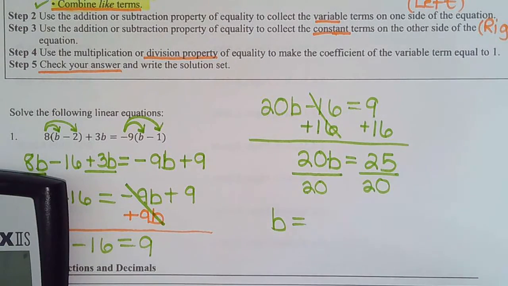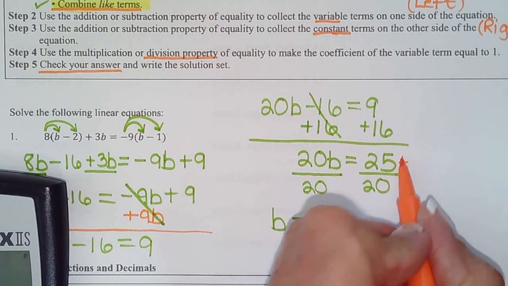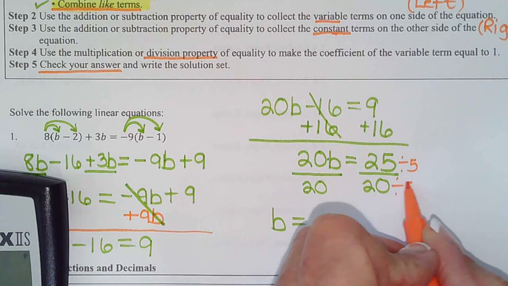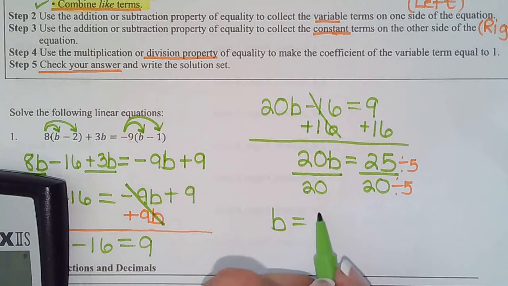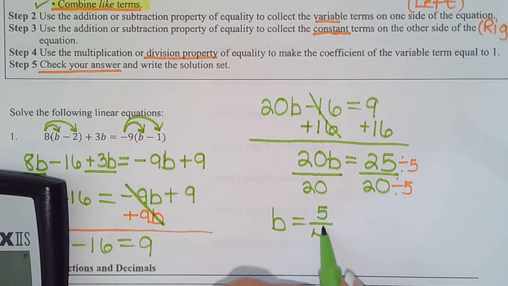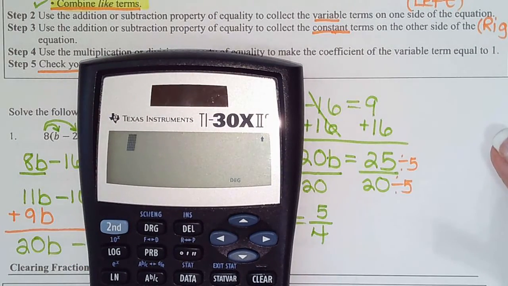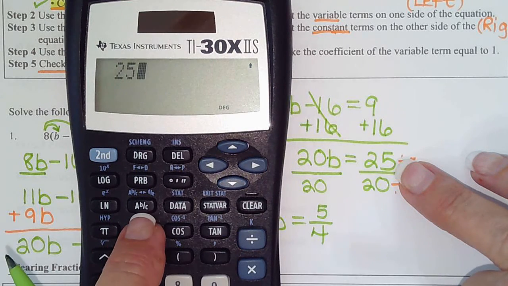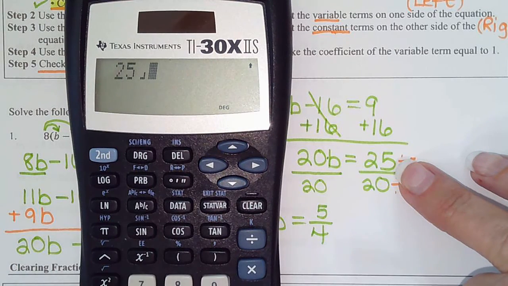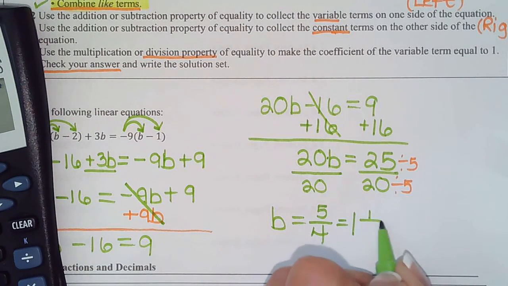So if you were doing it by hand, you would just do, oh, what goes into both of these? I know fractions have to be reduced. Oh, 5 goes into both of those. So when I divide them both by 5, I get 5 over 4. If you type it in your calculator, it's going to default to a mixed number, but I just want to show you how to do it. So you just hit 25, and this is your fraction bar, 20, and it tells you it's 1 1/4, which 5/4 is 1 1/4.